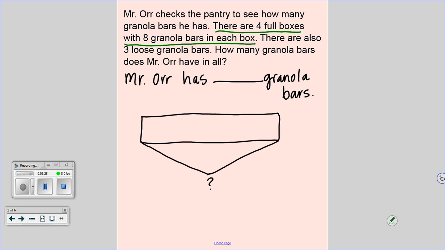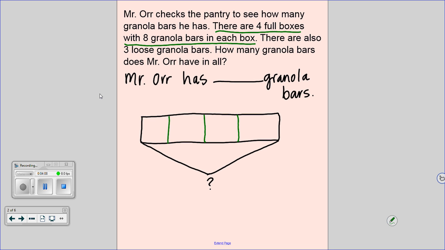How do I show 4 boxes with 8 granola bars each? How would I show that in my bar? Using a bar model, so how would I show 4 boxes with 8 granola bars in each one? Sabrina? What would I do to my bar? I'm not going to do 8 boxes. I have 4 boxes, so I'm going to break my bar into 4 boxes.